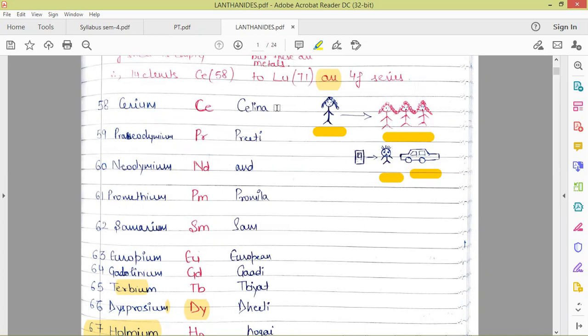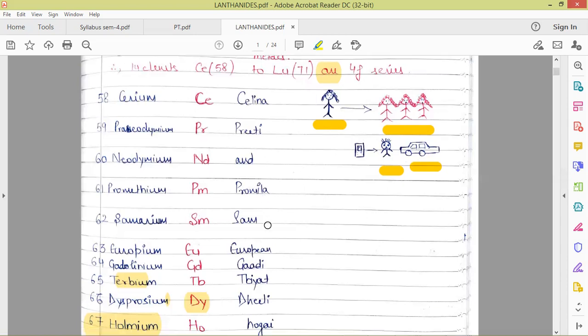So in this way I have created this mnemonic, that is Selena, Preeti and Pramila. These are the three girls, Selena, Preeti and Pramila.